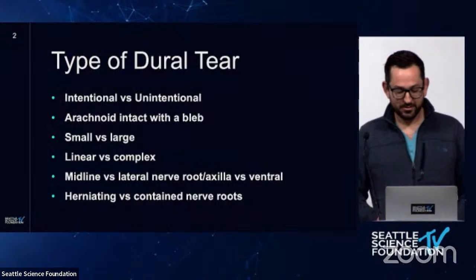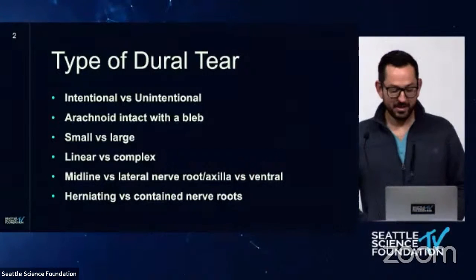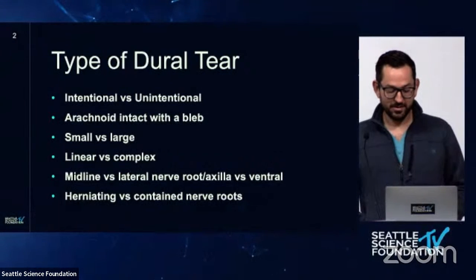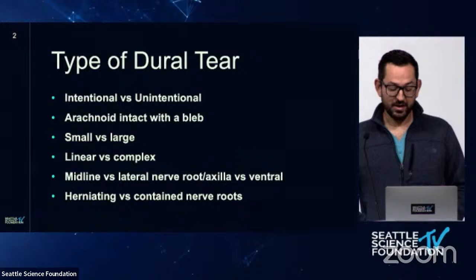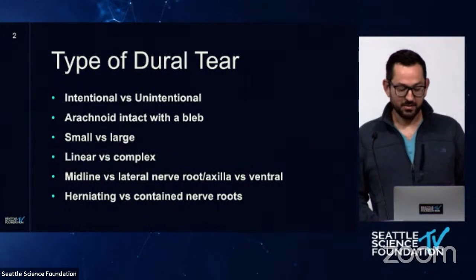So when we're talking about dural tears, there's a lot of types of dural tear. Not every dural tear is made the same. So you can have intentional, which I think are the best types, if you're removing a spinal cord tumor, tethering a spinal cord, something along those lines, versus unintentional interruptive dural tear.